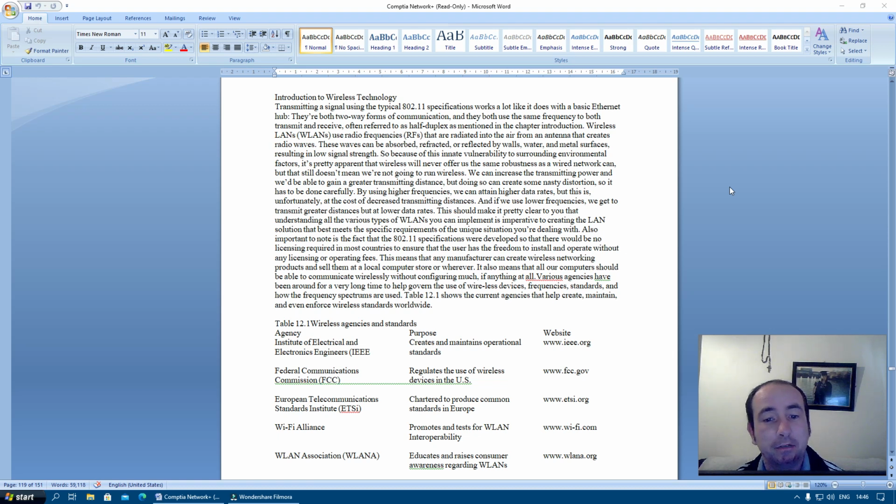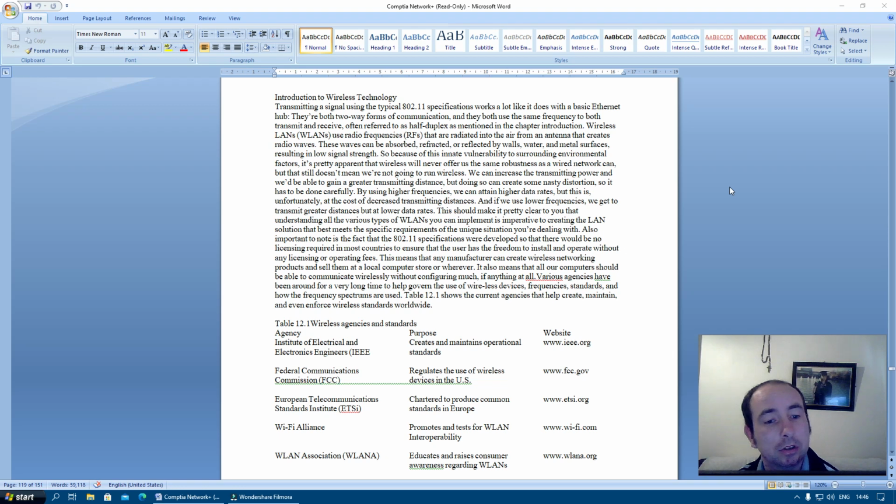By using higher frequencies we can attain higher data rates, but this is unfortunately at a cost of decreased transmitting distance. And if we use lower frequencies we get to transmit greater distances but at lower data rates. This should make it pretty clear that understanding all the various types of wireless LANs you can implement is imperative to creating a LAN solution that best meets the specific requirements of the unique situation you're dealing with.